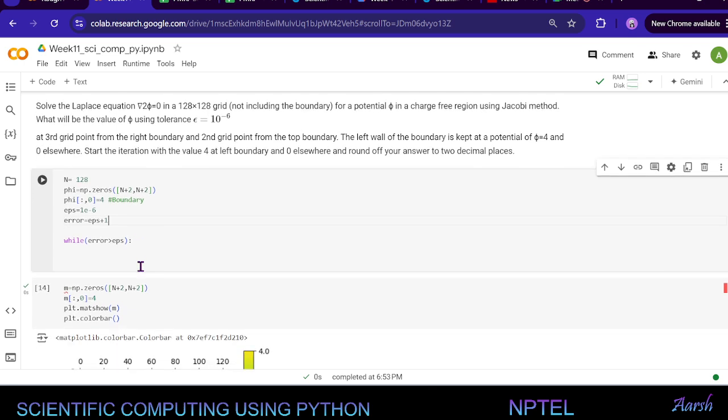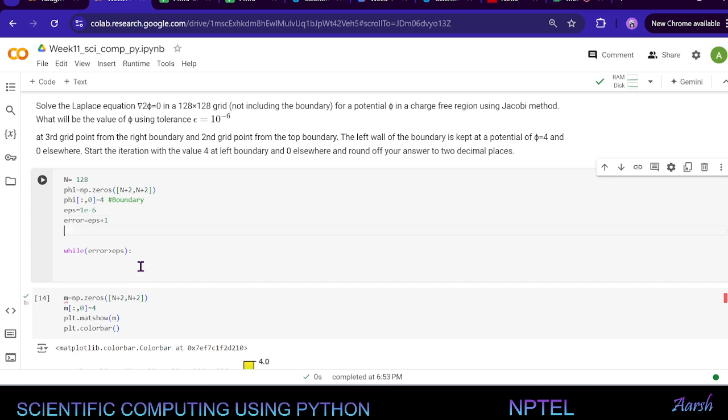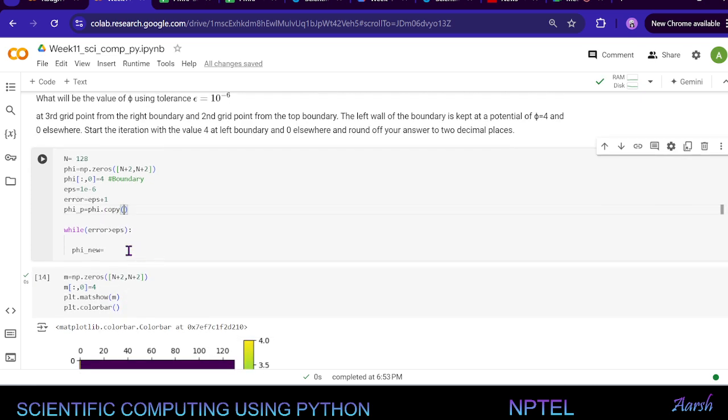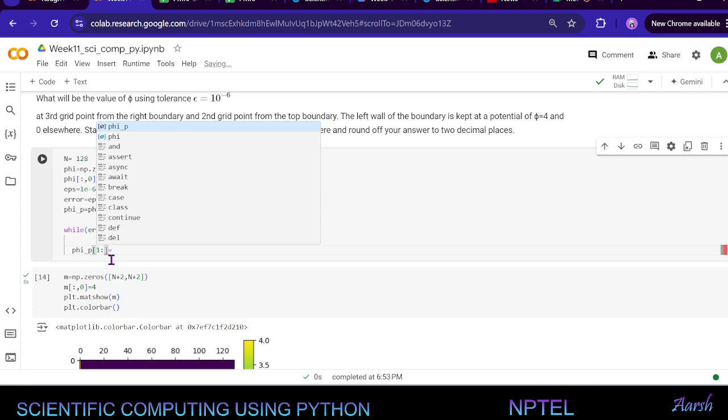np.inf, right? Anything else that we need? Yeah, I think it should be okay. Now we say phi new. Phi new itself will not be np.zeros. Yeah, so first we save a copy, phi new or phi p, as the professor has mentioned. And phi p is just a copy of phi. Okay, and then we can update phi p, but we would only update the interior points, not the boundary. So that will be 1 to n plus 1, comma 1 to n plus 1, and that is going to be 1/4 of the neighbors.